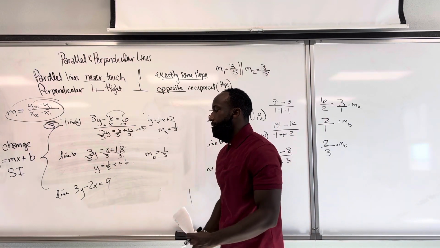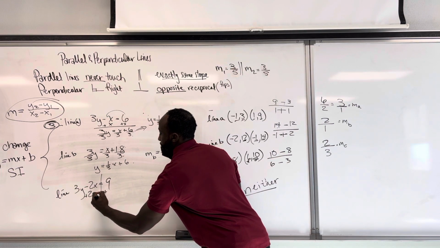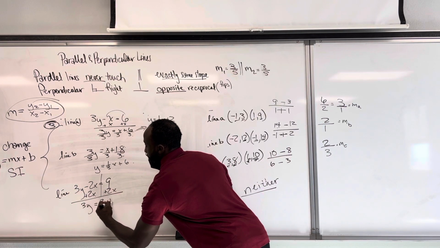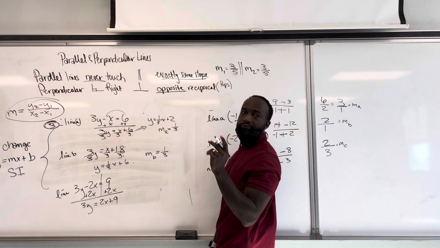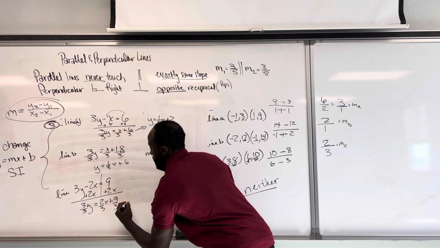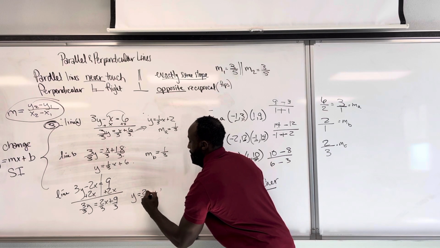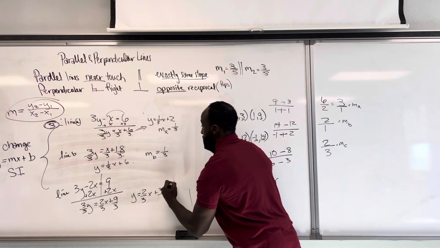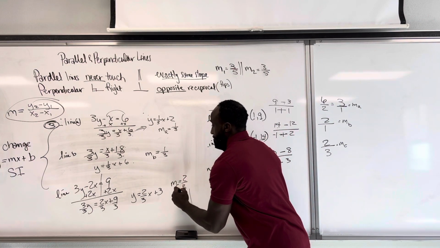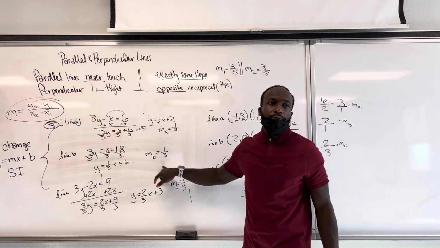Now for the last one, we're going to have to do the same thing we did up here and then divide as well. So we're going to move this 2x over. So we're going to add 2x to both sides. Right? And we're going to get 3y equals 2x plus 9. Right? And then divide everything by 3. You're going to get y equals 2/3 x plus 3. What's the slope for line C? 2/3.